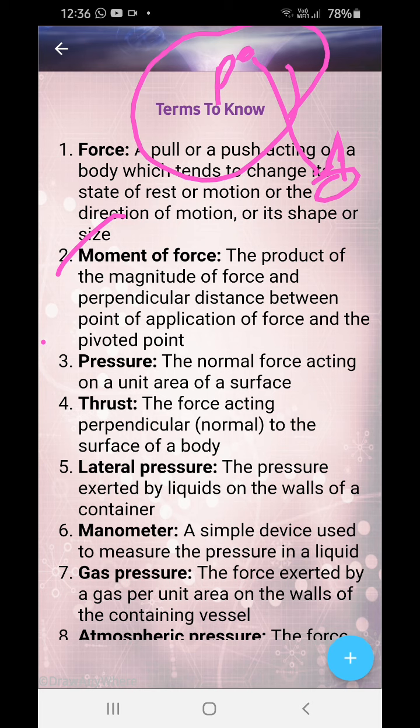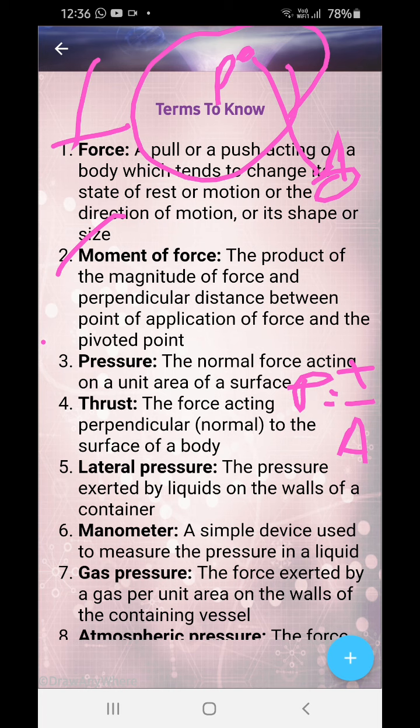Now pressure: the normal force acting on a unit area of a surface. So pressure is thrust by area. The normal force, thrust, means the force which is acting vertically. So thrust by area is pressure. Thrust is the force acting perpendicular or vertically to the normal of the surface of the body, means like this it's working.